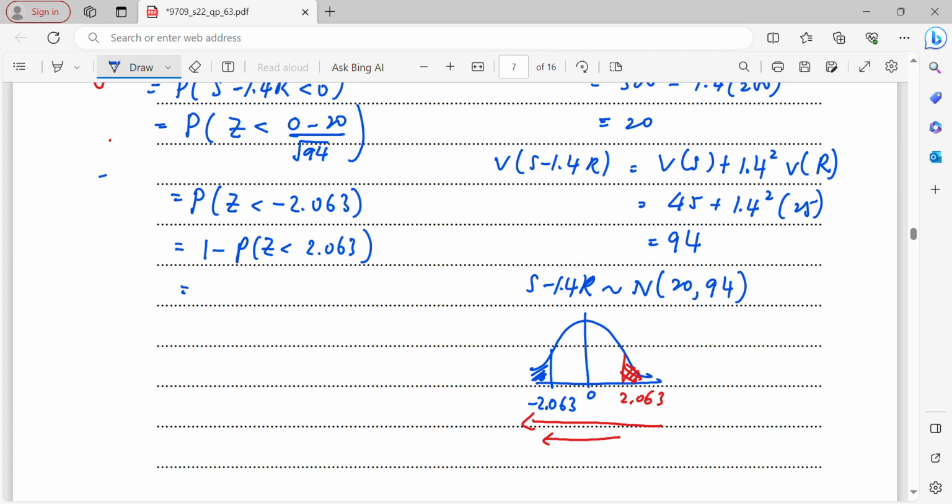And now you can just read the probability from the table and you will be getting 0.9804. Now when I subtract from 1, at last you will get 0.0196. So that's the probability for this question.